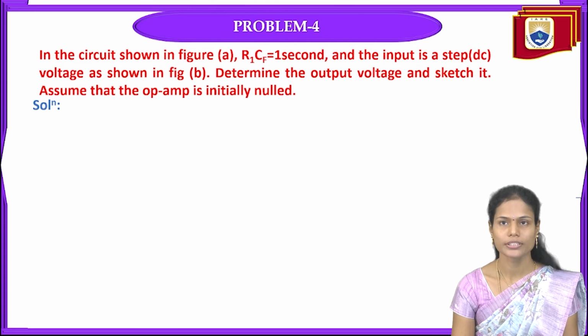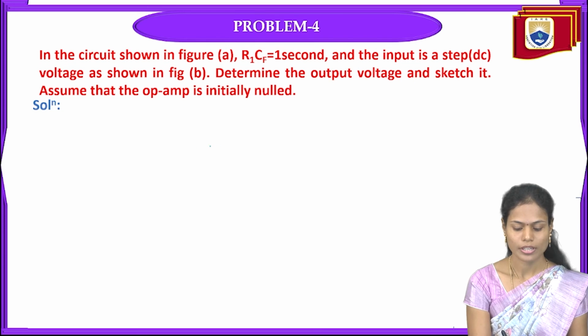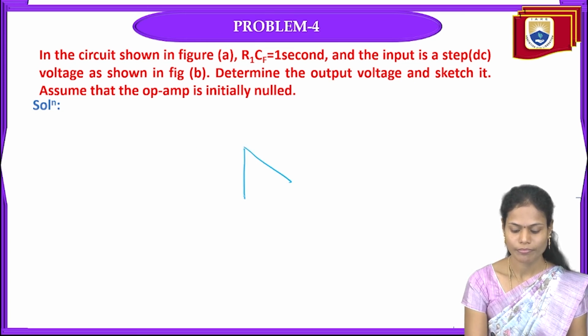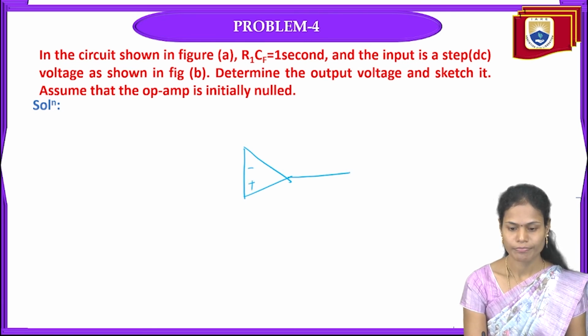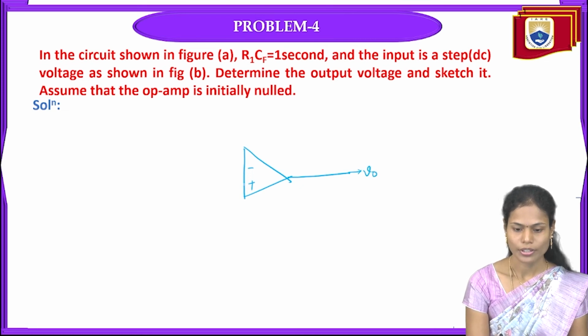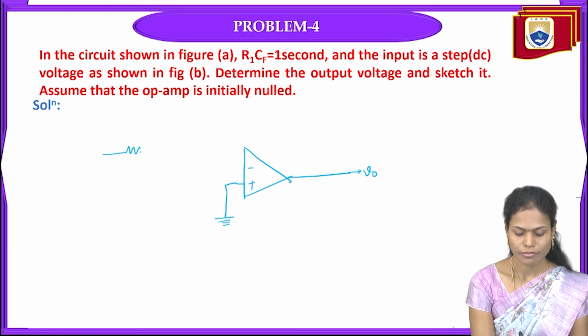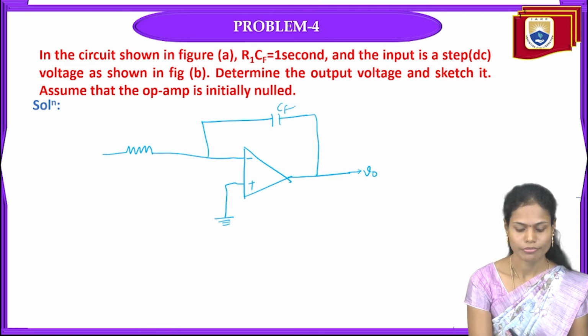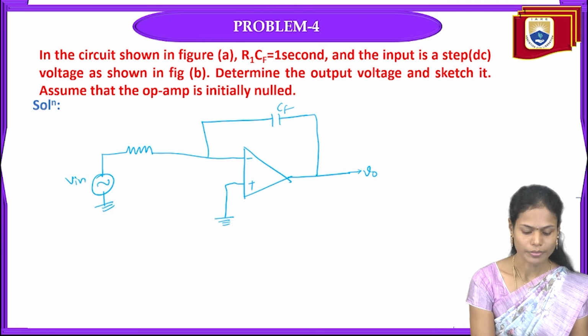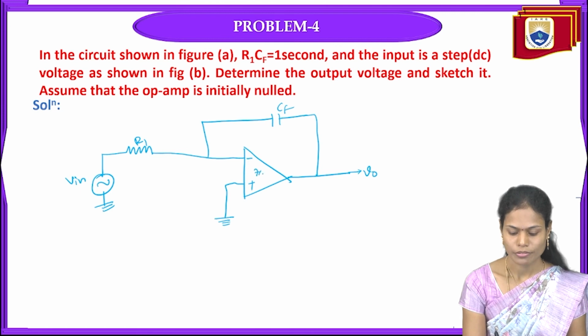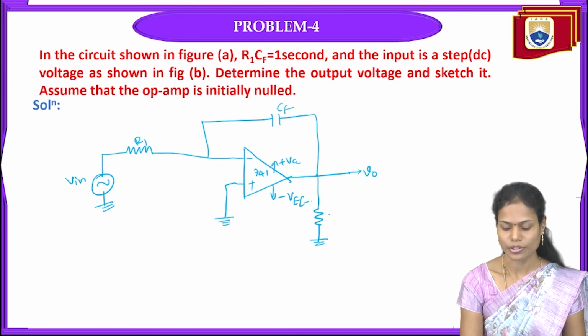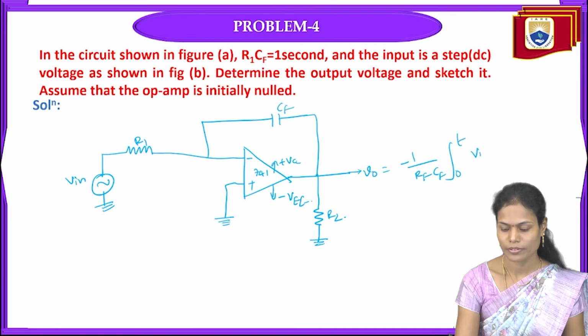In the circuit shown in figure A, which I'm showing here, given in the problem, it is minus plus, here it is V naught. The non-inverting terminal is grounded, and for the inverting terminal, one resistor is connected, and also the feedback capacitor CF. Vin, R1, CF, the 741 IC, plus VCC, minus VEE, and this is the load resistance. V naught equals minus 1 by RF CF integral of 0 to T Vin dt.